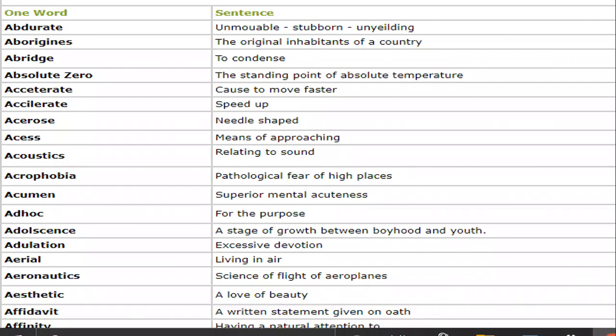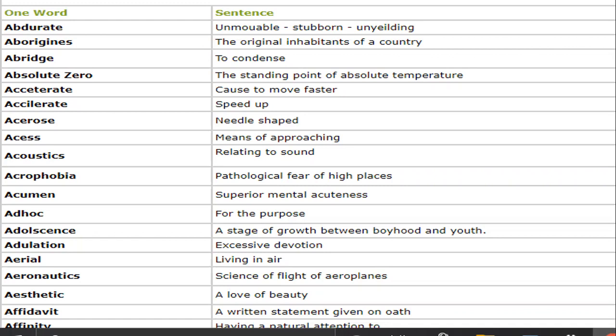First one, abdurate, like unmovable, stubborn, unyielding. Aborigines, the original inhabitants of a country. Abridge, to condense. Absolute, the standing point of absolute temperature. Accelerate, cause to move faster. Accelerate, speed up. Access, means of approaching. Acoustics, relating to sound.